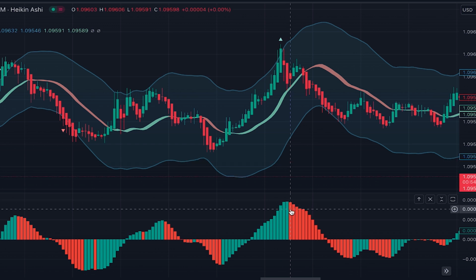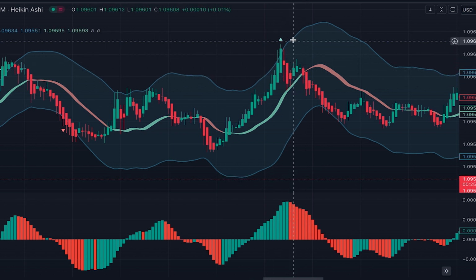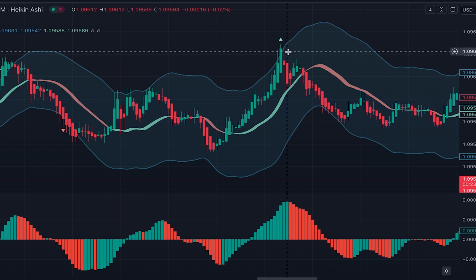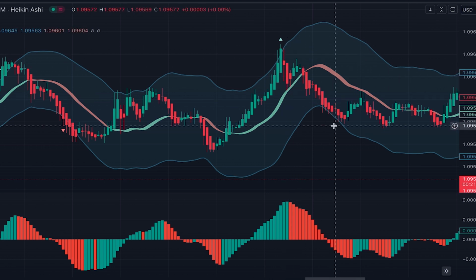red bar. When the red bar forms in the Awesome Oscillator, we check the Heikin-Ashi candle. If it's red, we enter a short position. If it's not red, the signal is rejected. So we can enter a short position here based on this signal, with the stop loss placed above the previous swing high and the profit at a 1.5 risk to reward ratio.